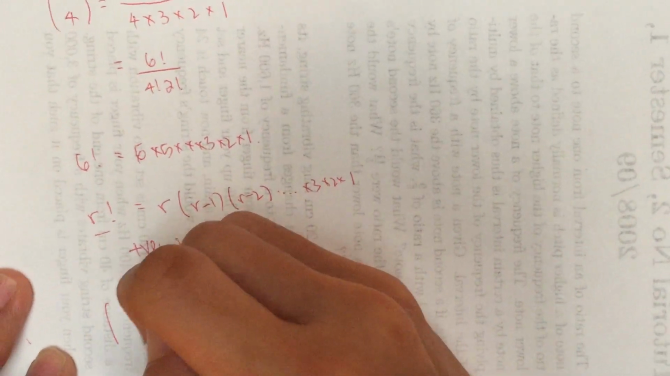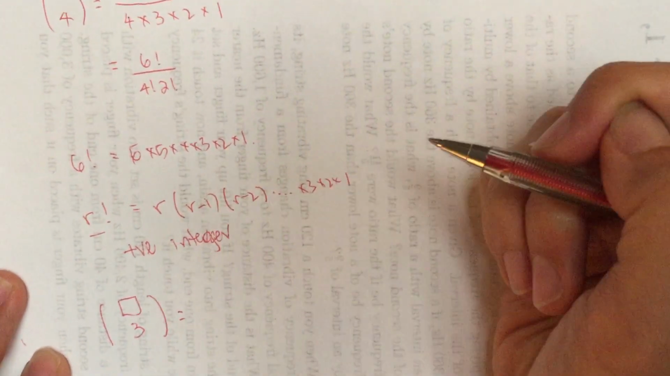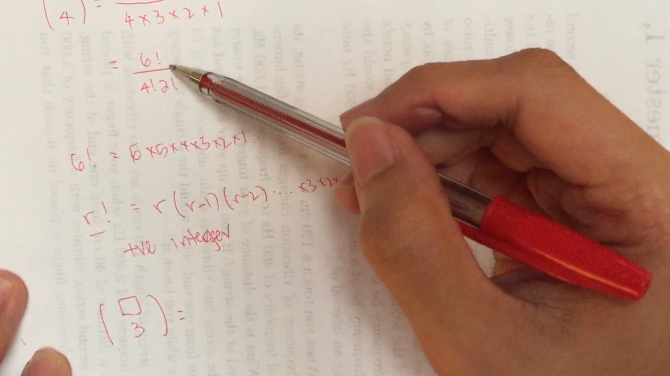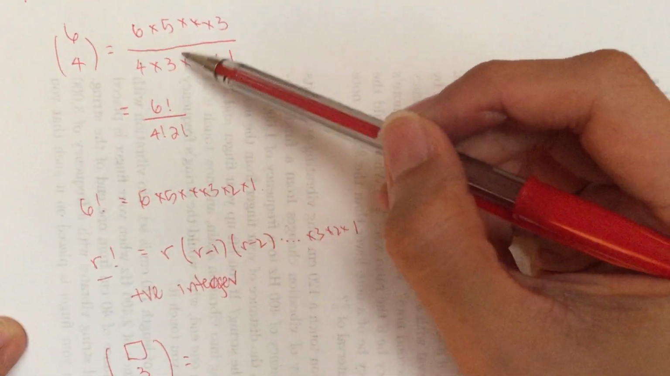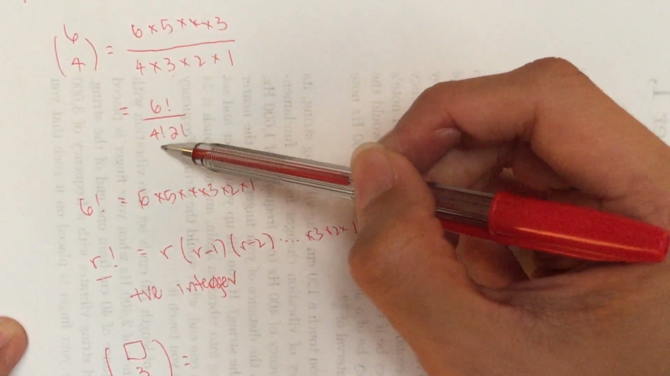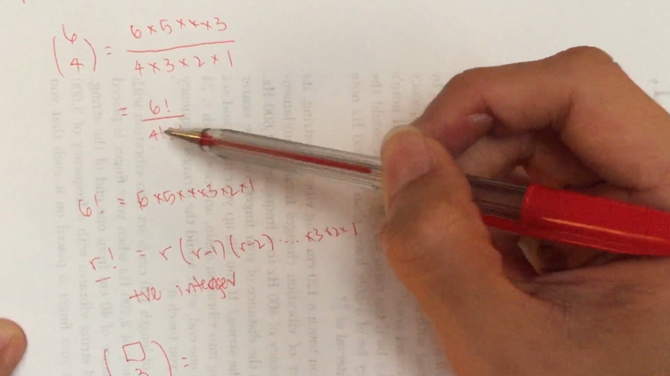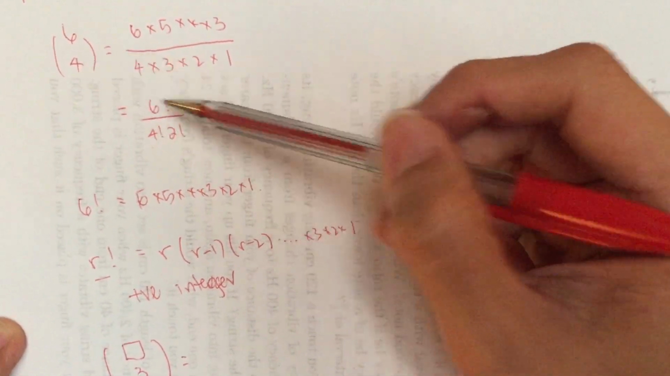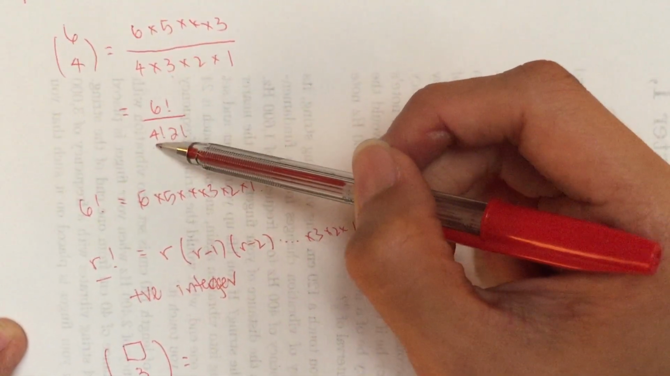Okay, so now if I have some number r, how am I supposed to write this down? Okay, let's look at this example. If I have 6C4, I write down 6 factorial over 4 factorial 2 factorial. How do I get 4? How do I get 2? 4 came from here. 2 came from 6 minus 4.